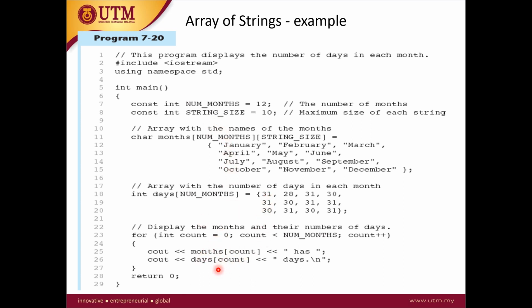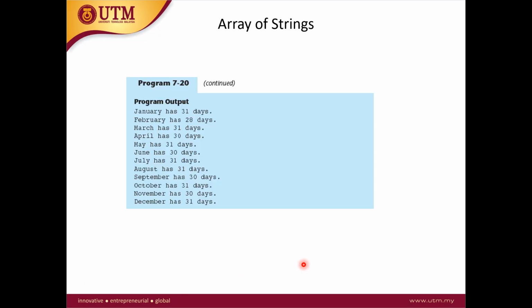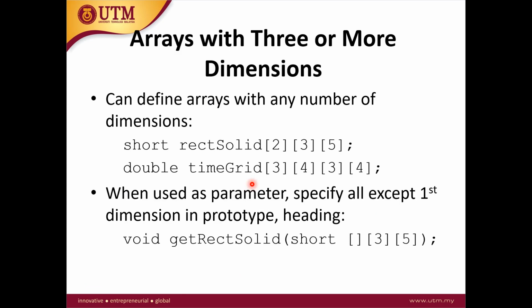Then count is going to be 1. Months of 1 is going to be February, and days of 1 is going to be 28. So that means February has 28 days. This is how you can use characters in a two-dimensional array, and this is going to be the output of the program. And then finally, we can even use three or more dimensional arrays.